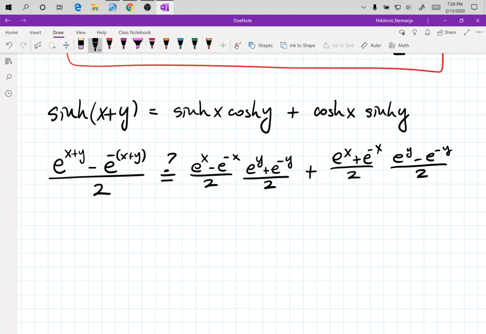So now we are going to FOIL on the right hand side.